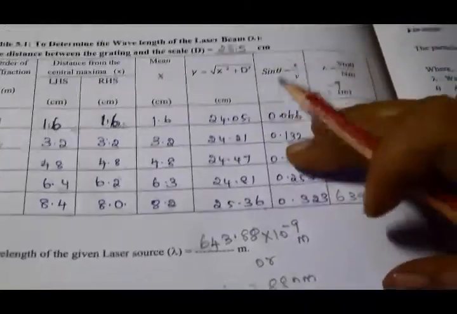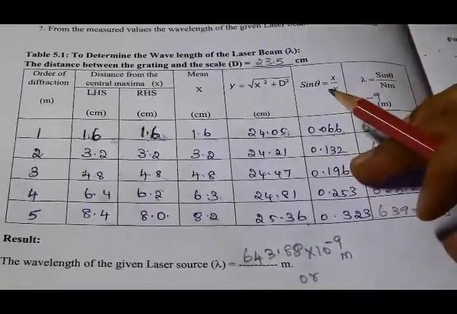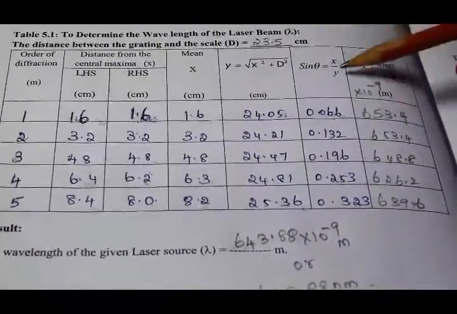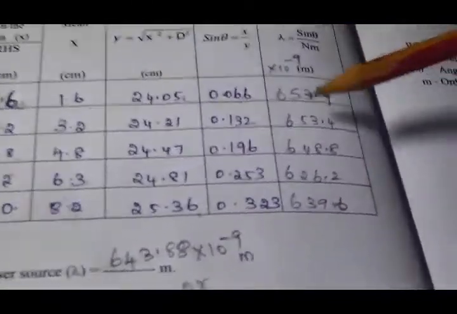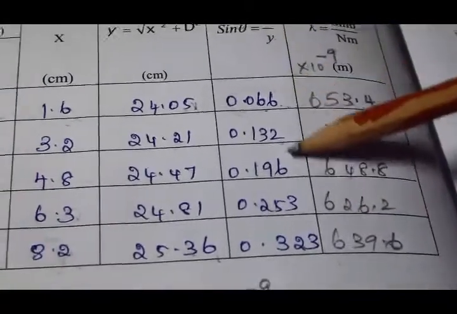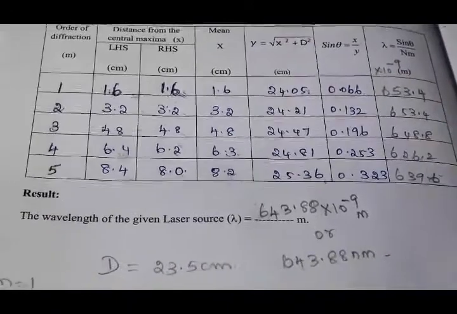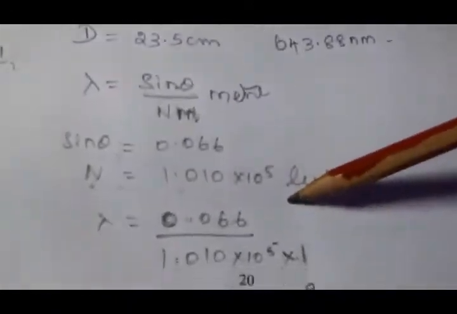The experimental part is very simple, only you have to do much calculation. All the calculations have to be shown, like the sin theta calculation and the lambda calculation for all the orders. This column calculation and that column calculation you have to show separately. I have done one sample calculation for you.